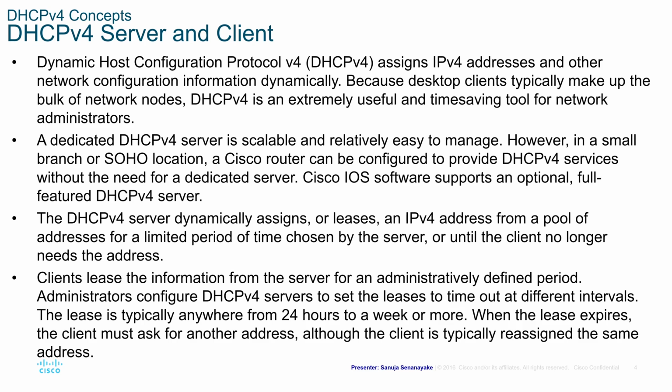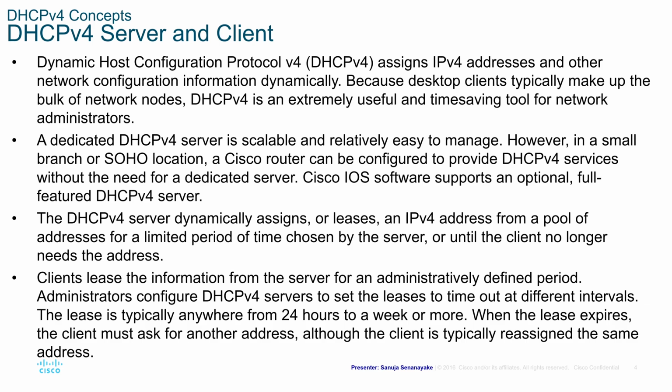A dedicated DHCP version 4 server is scalable and relatively easy to manage. However, in a small branch or small office, home office type location, a Cisco router can be configured to provide DHCP version 4 services without the need for a dedicated server. Cisco IOS software supports an optional, full-featured DHCP version 4 server.